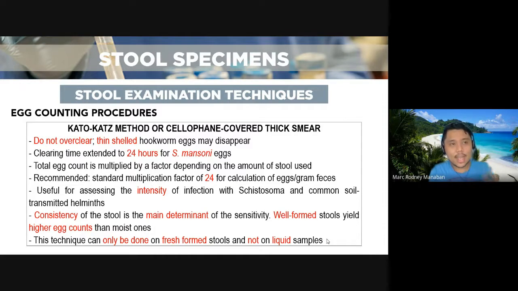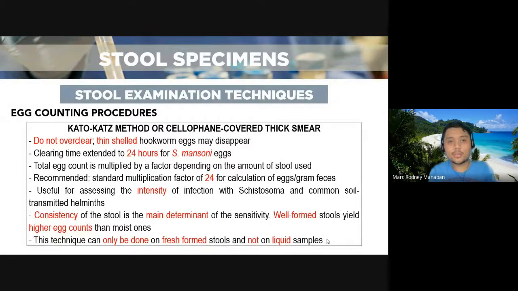As mentioned, it is used for assessing intensity of infection for schistosoma and your soil-transmitted helminths. Consistency of the stool is the main determinant of your test, because this test is performed best when your stools are formed. Formed stools will yield higher egg counts. And this technique can also be done on fresh formed stools and not on liquid samples.